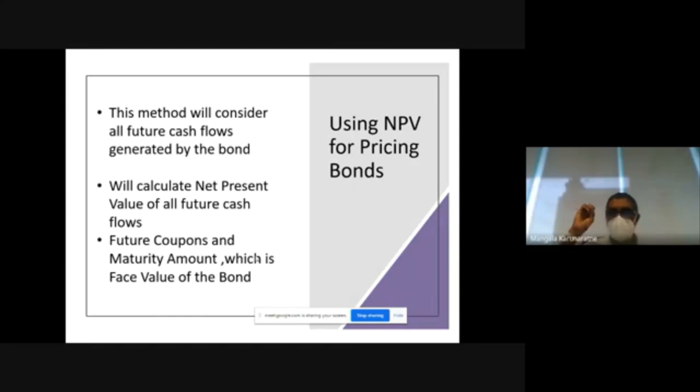So we actually use this calculation to know the value of those cash flows today, right? What is the value of those cash flows today? When we calculate that, that is our bond price. That is our bond price, right? So we will go through the calculation and see whether we can understand it.